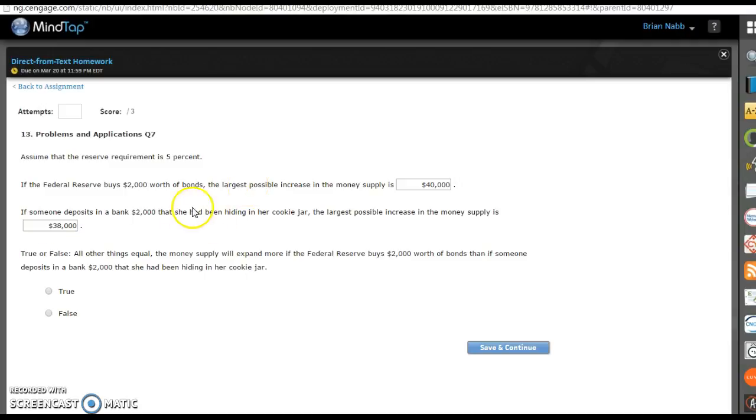38,000. So the money supply will expand more if the Fed's injecting money, in this case buying bonds, than it would if you found 2,000, because that 2,000 was already part of the money supply. So technically, you're not creating new money in that case. So all other things equal, the money supply will expand more if the Federal Reserve buys $2,000 worth of bonds than if someone deposits in a bank 2,000 that she had been hiding in a cookie jar, and that would be true.